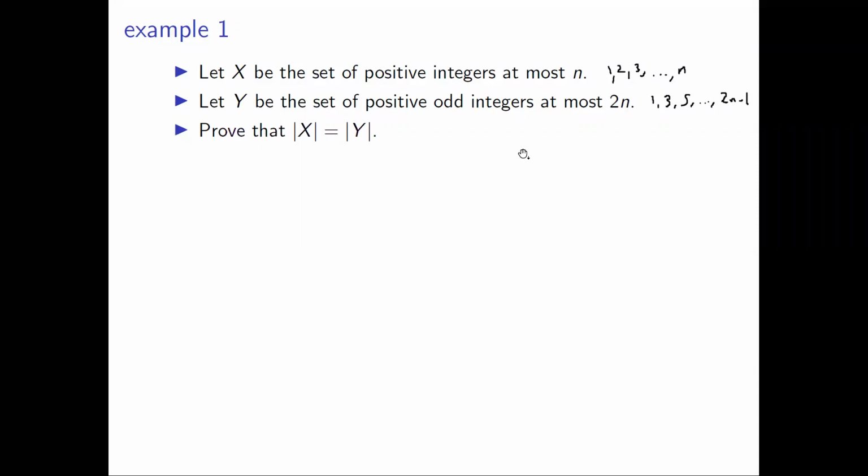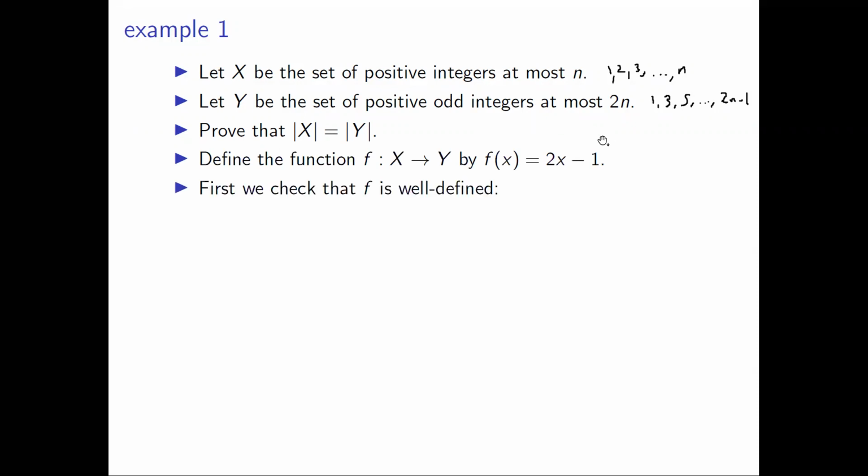And like I said in the last slide, we can prove this by demonstrating that there is a bijection between them. And we can just find a bijection. So we will define a function f from x to y by f of x equals 2x minus 1. Now, we first want to check that the function we defined is actually well defined. This means that for any input from x, the function is going to give us some output that's actually in y. Because it's possible if we mess up the definition that we might find some function that doesn't actually map things from x to things from y. So we need to make sure everything from x gets mapped to something from y.